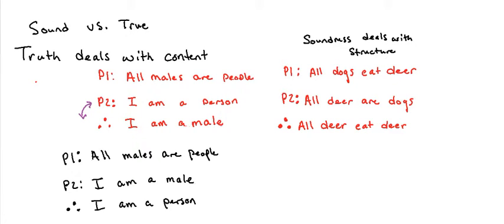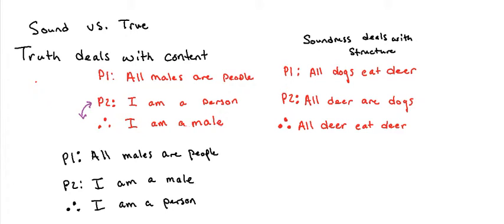So when we do this, we read it correctly. All males are people. I am a male. Therefore, I am a person. So that would be truth. So we can have a true thing, but if it's not in the right form, then it's not sound. Soundness deals with structure.